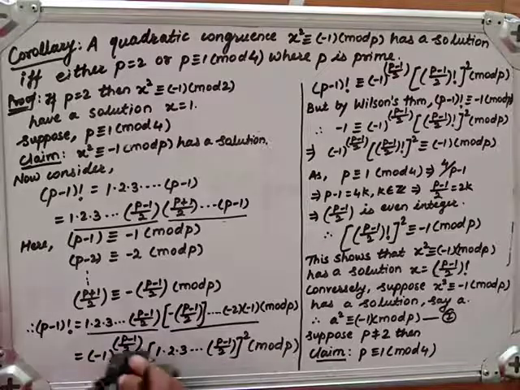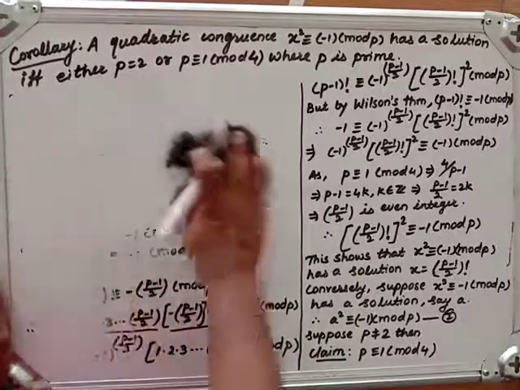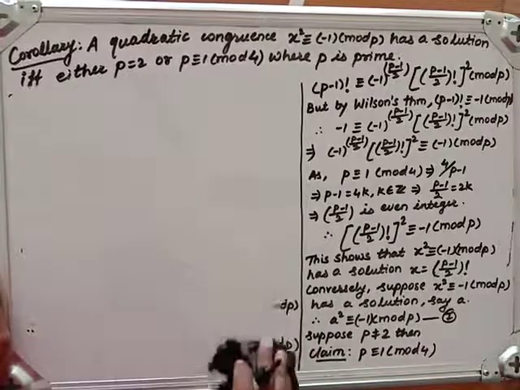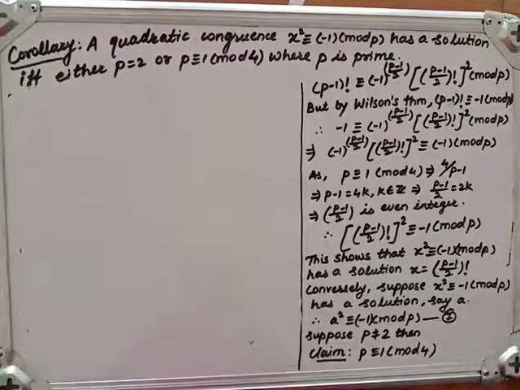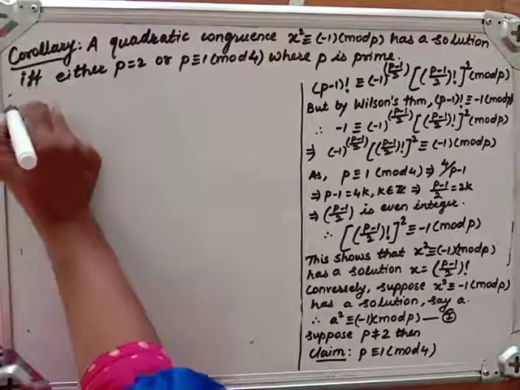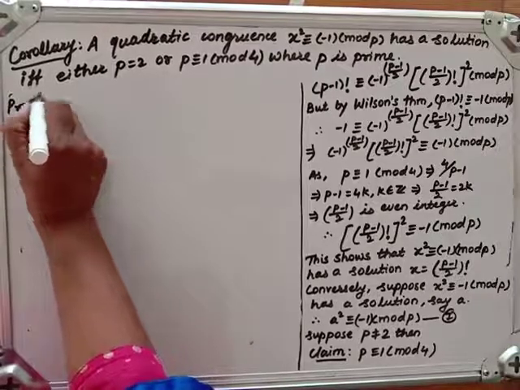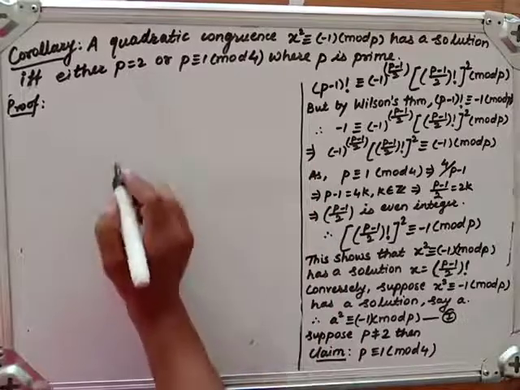Now we should note one thing. If A squared is congruent to minus 1 modulo P, then A and P must be relatively prime. This is part of the proof itself. Still the proof is going on. The direct part we have proved. Now the converse part we are proving.